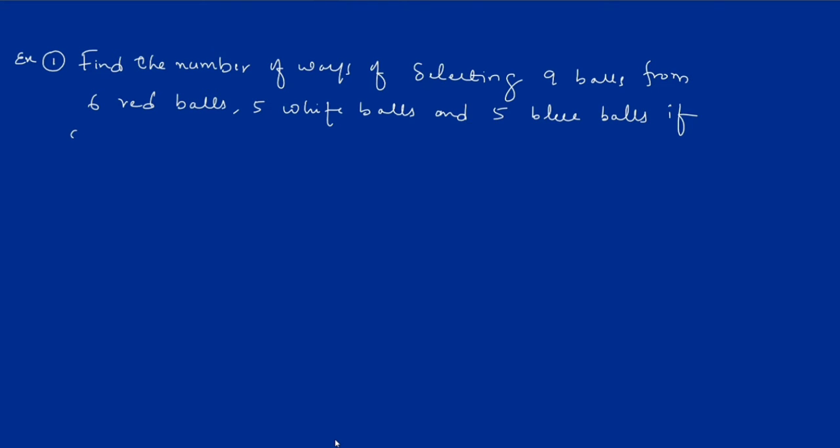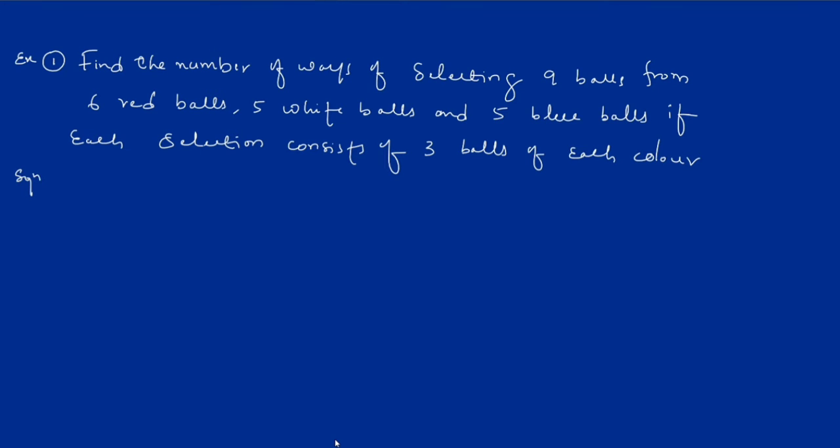If each selection consists of 3 balls of each color, right? So the question is the number of ways we have to find here by selecting 9 balls from 6 red and 5 white and 5 blue balls if each selection consists of 3 balls of each color, right? Let's see. Here the logic is a simple logic. Solution.